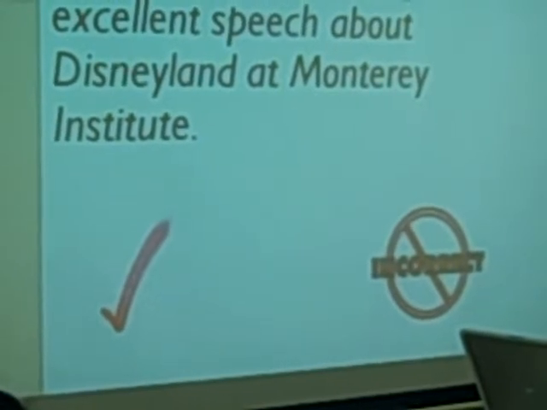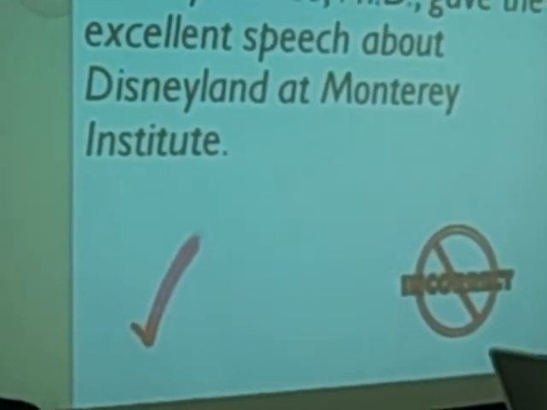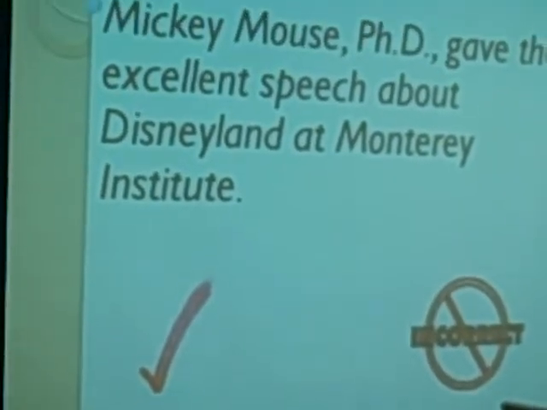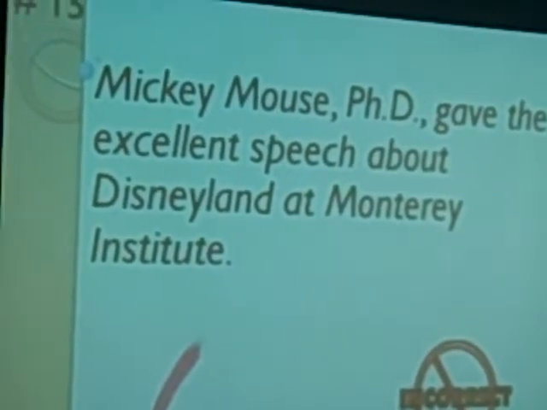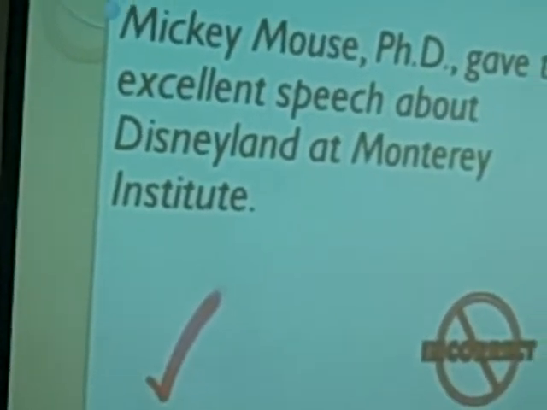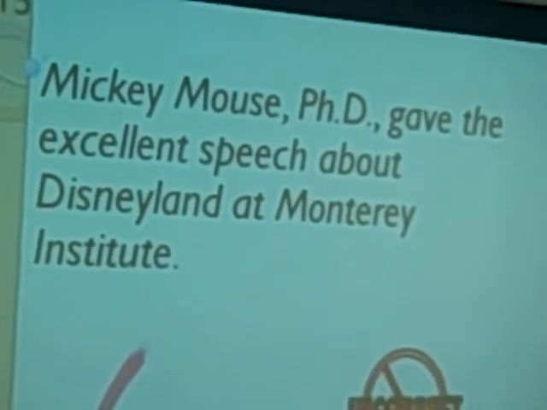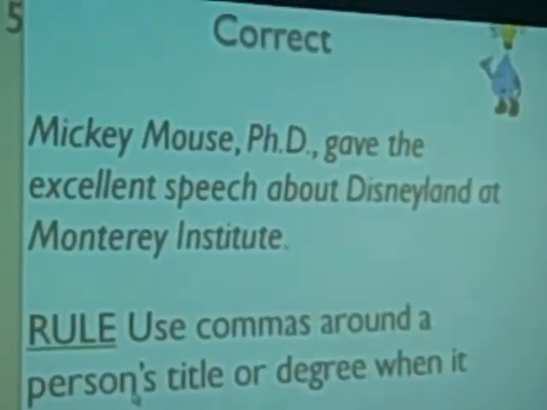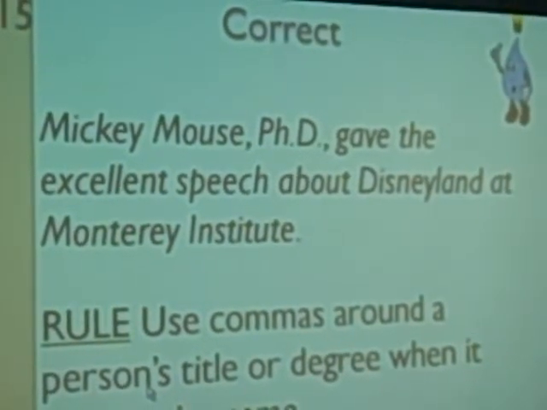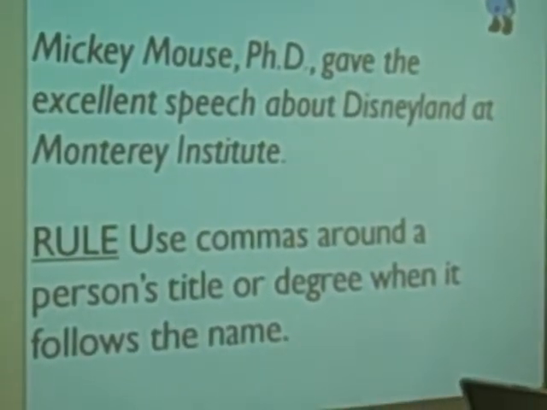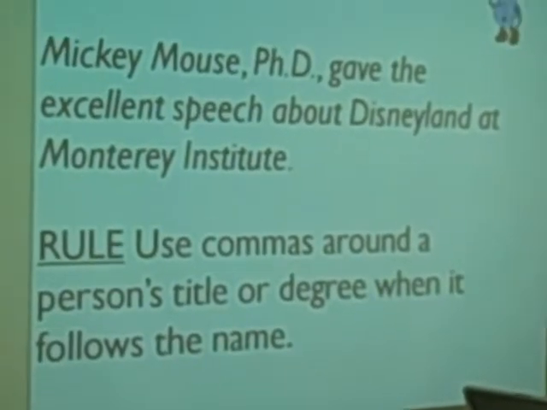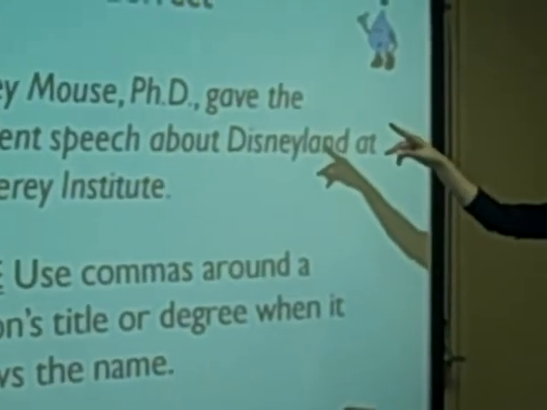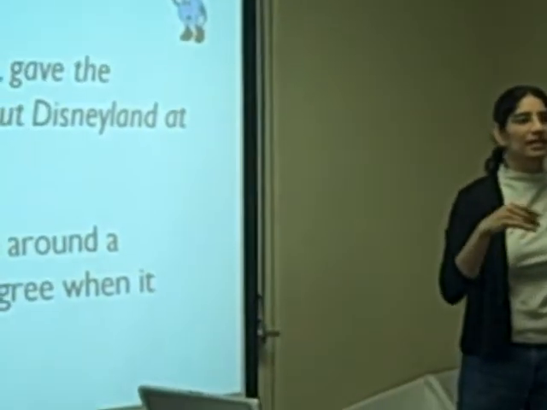Mickey Mouse, PhD, gave the excellent speech about Disneyland at Monterey Institute. Correct or incorrect? Group number 1, we have correct. Yes, it was correct, because we use commas around a person's title or degree. Like in this case, Mickey Mouse, PhD, because we are emphasizing his title.